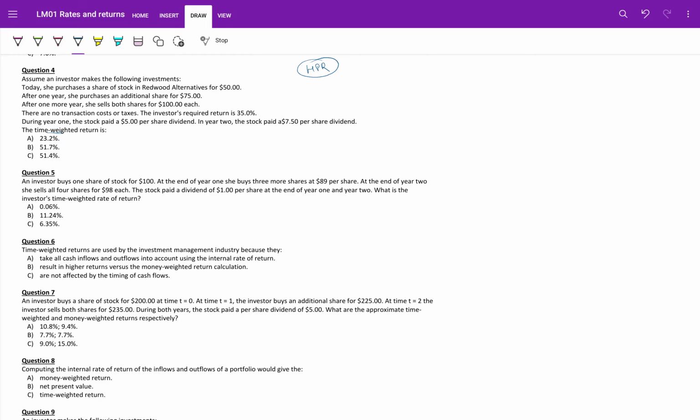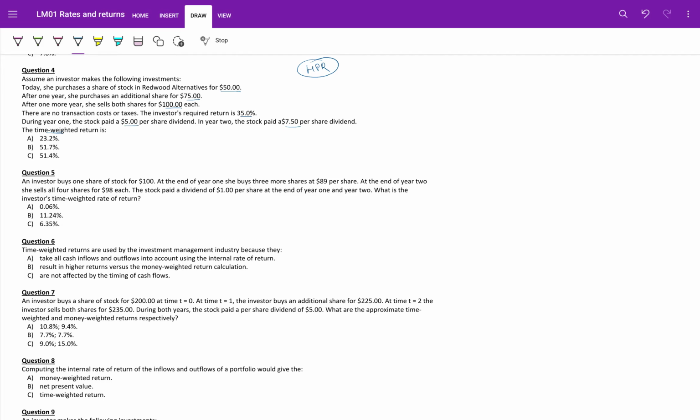If you look at the question, assume the investor makes the following investment. Today she purchases a stock of Redwood Alternative for $50. After 1 year, she purchases another stock of $75. And after 1 more year, she sells both stocks for $100 each. There is no transaction cost, no taxes. Investor's required rate of return is 35%. During year 1, the stock paid $5 as dividend, and in year two, the stock paid $7.50 as dividend.